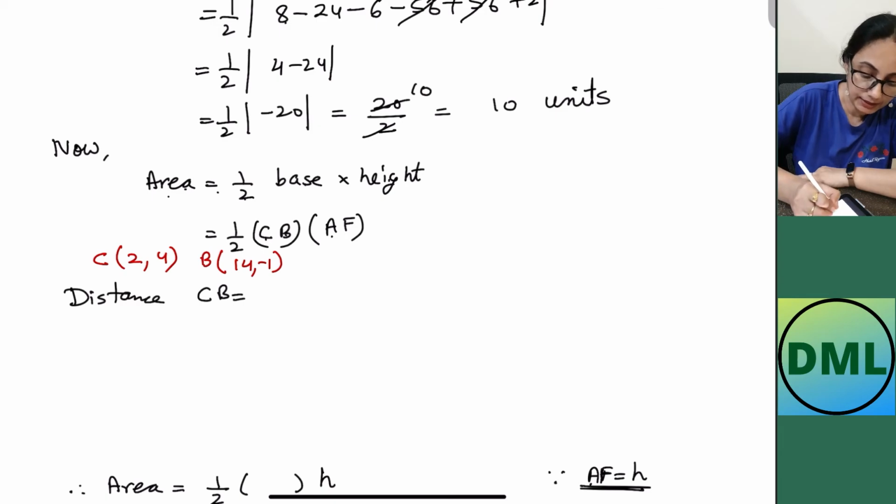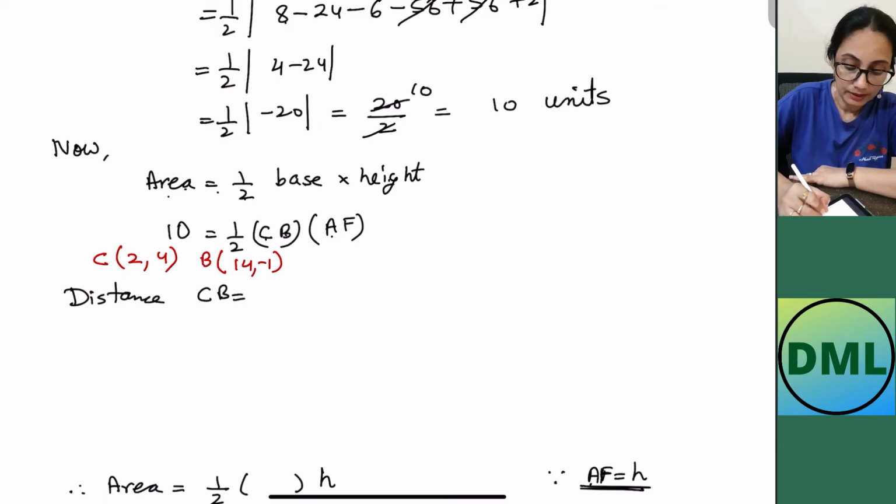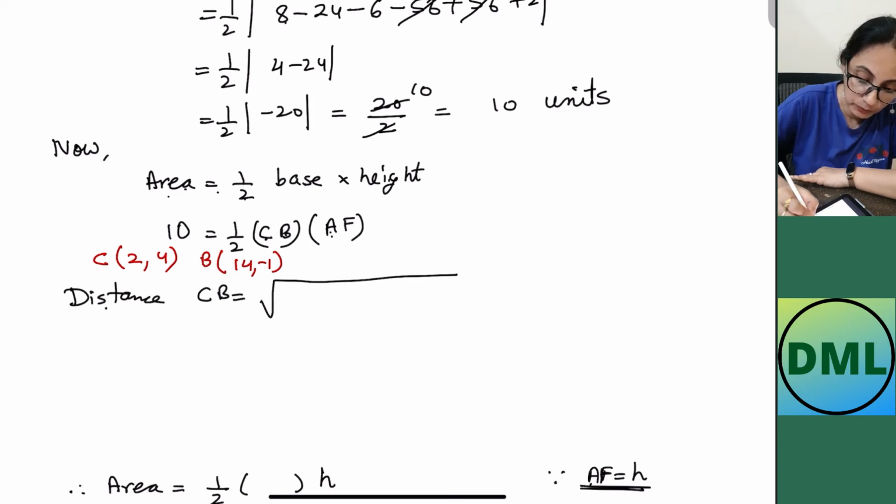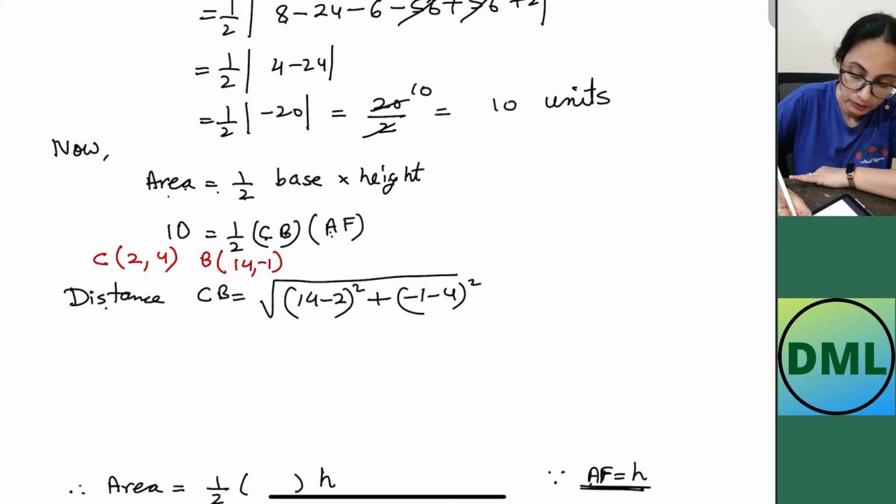As you can see, area is equal to 10 units square, and the base is now CB and the height will be AF, which I have to figure out. Now let's see the distance CB. The point C is 2, 4 and B is 14, minus 1. Now let's find the distance between them. Distance is given by root of (x2 minus x1) (14 minus 2) the whole square plus (y2 minus y1) (minus 1 minus 4) the whole square.